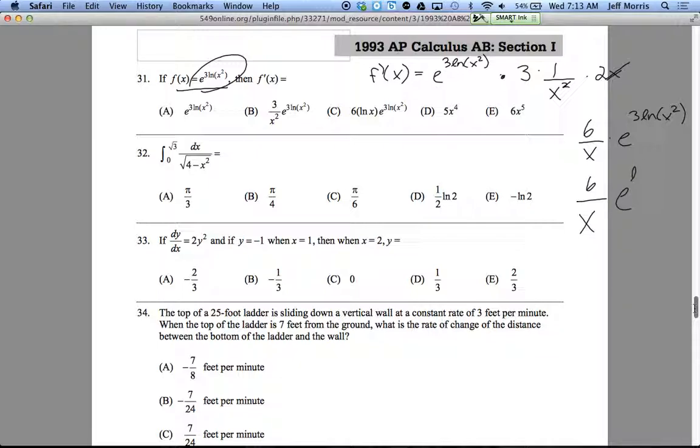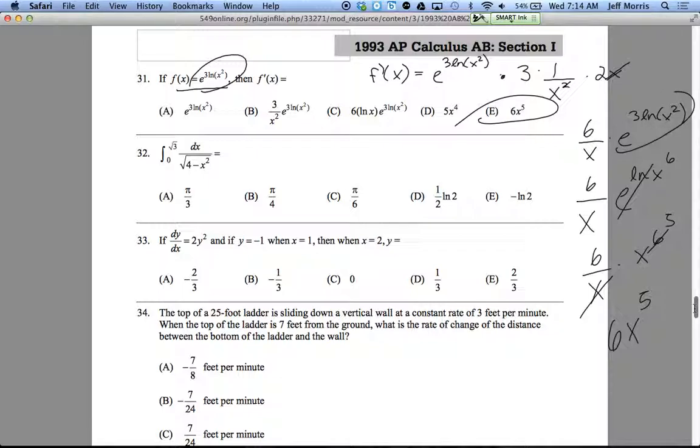That's ln of x to the what? 6. x to the 6th. What happens? e and ln cancel. 6 over x times x to the 6th. There you go, that's how you get E. Sorry, I didn't simplify.